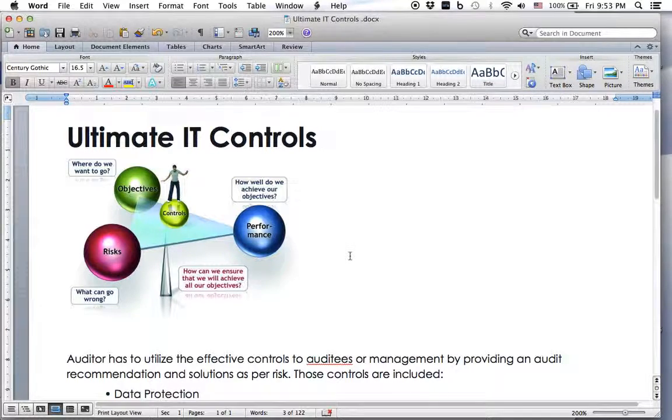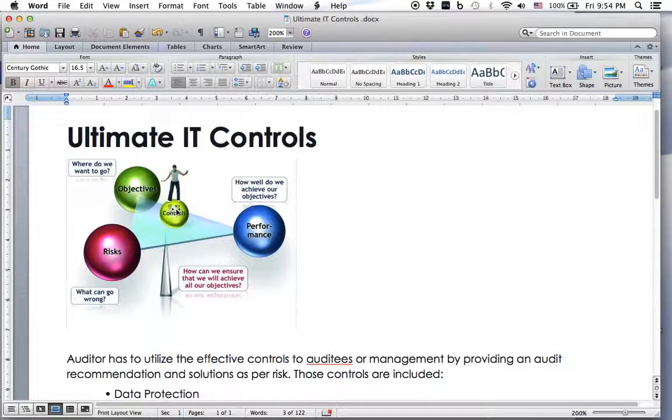Before we discuss the ultimate control, I need to brief what the principle of the key control is, as illustrated in the picture. We have three components that the control environment needs to measure and determine. One is the core objective, meaning where do we want to go, what we want to do. Next is performance: how well do we achieve the objective, meaning how can we certify the outcome or the result. And the next is risk: what can go wrong.